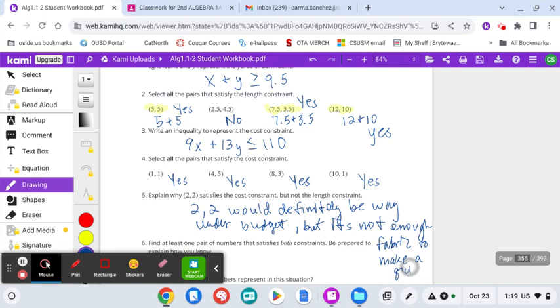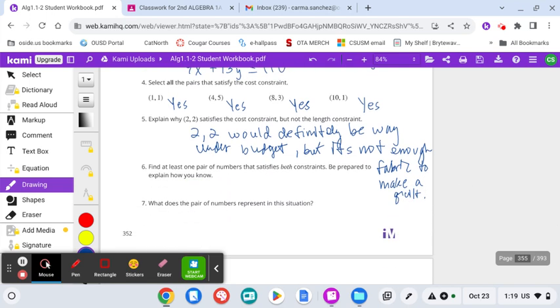Unless you were making a baby blanket or something, right? It's way too little fabric. Find at least one pair of numbers that satisfies both constraints. Be prepared to explain how you know.